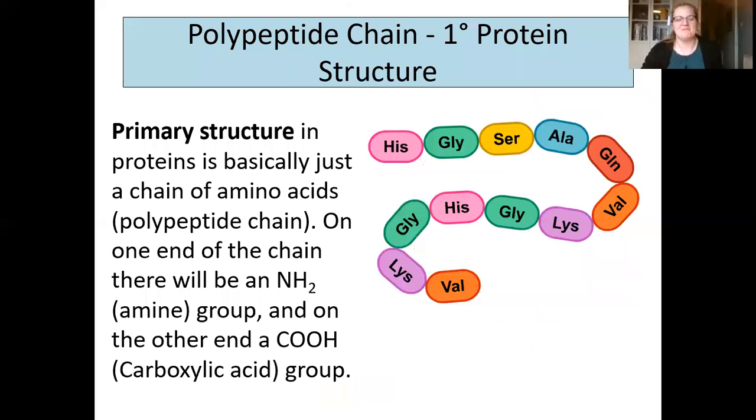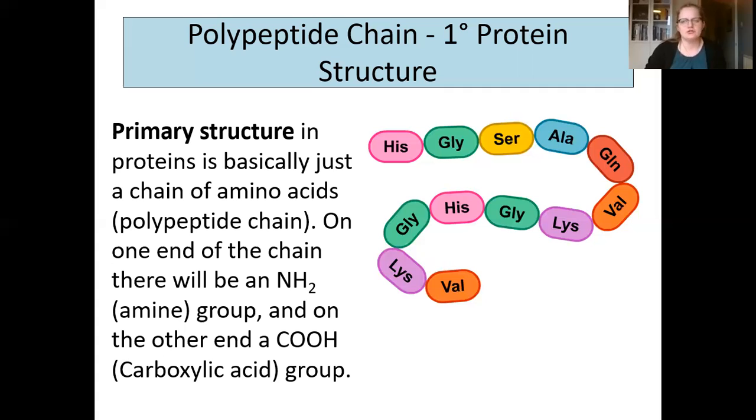So our primary structure of a protein is just its polypeptide chain. These 3-letter shorthands of the names of the amino acids, you don't have to know them. The more you read, the more you pick them up, but you don't actually have to know them for the exam. So we've got histidine, glycine, serine, alanine, valine, lysine, lots of them end in "ine", to be fair.